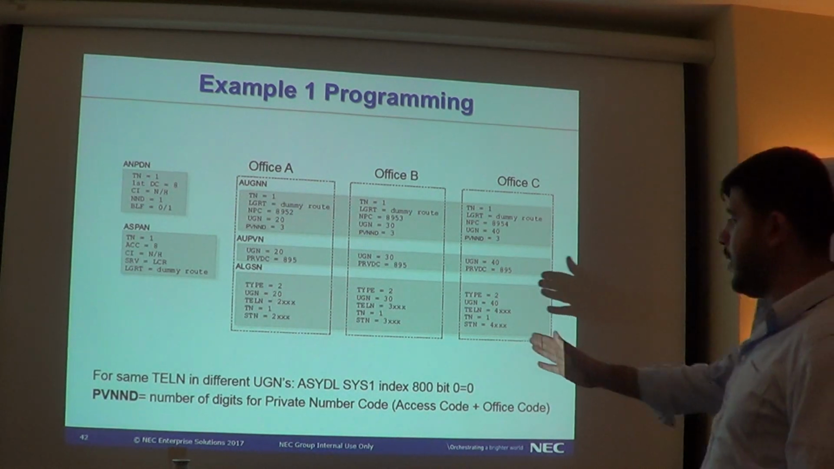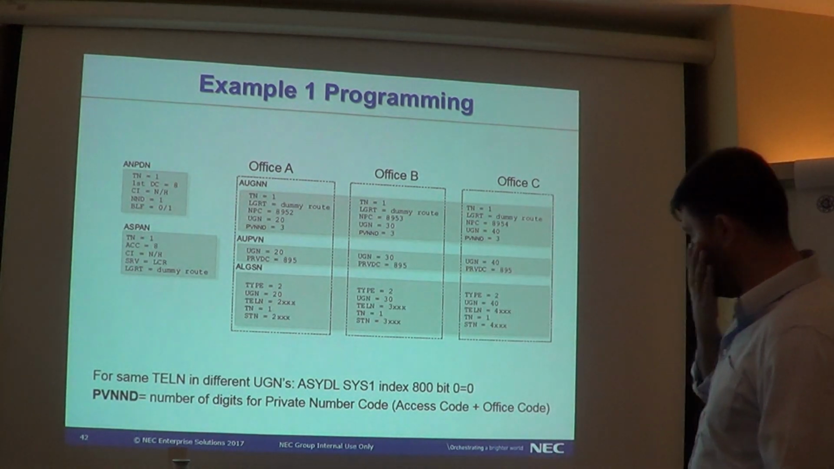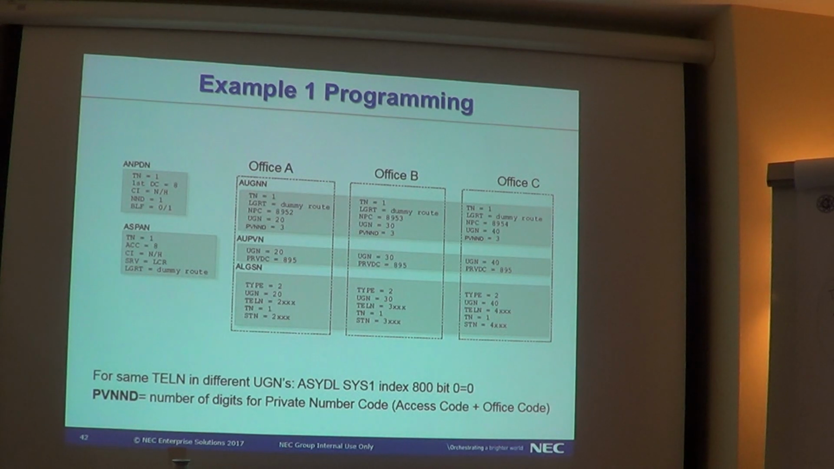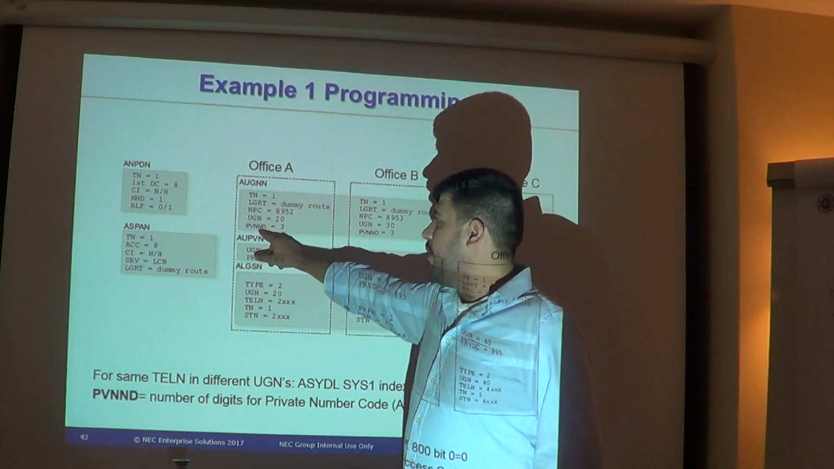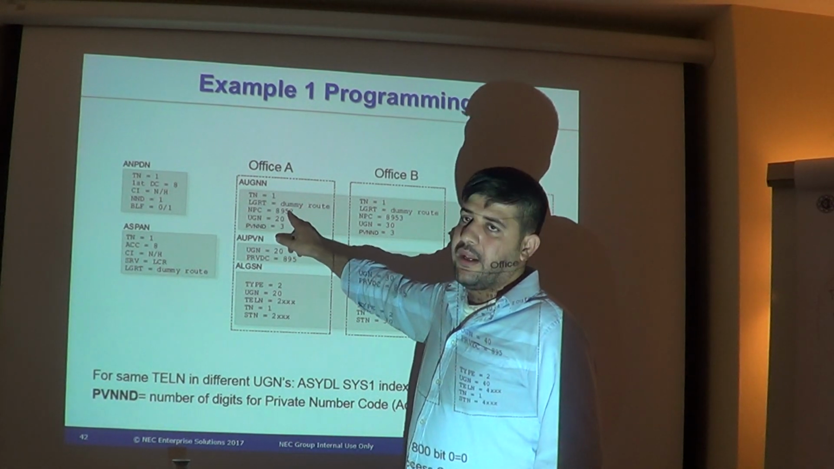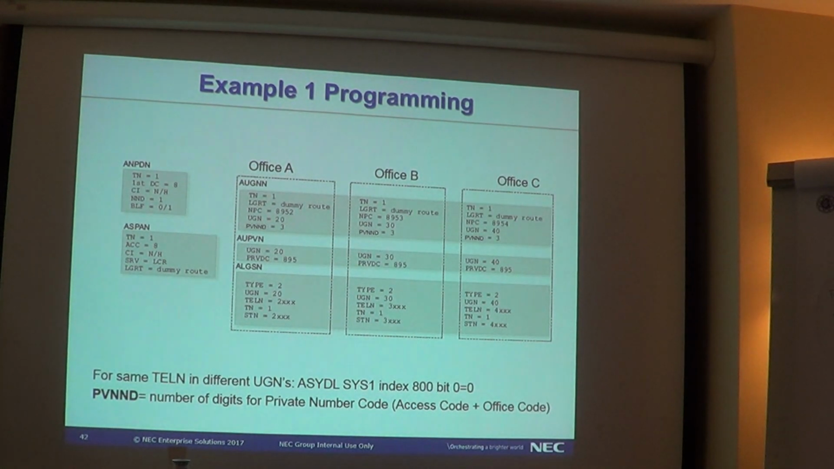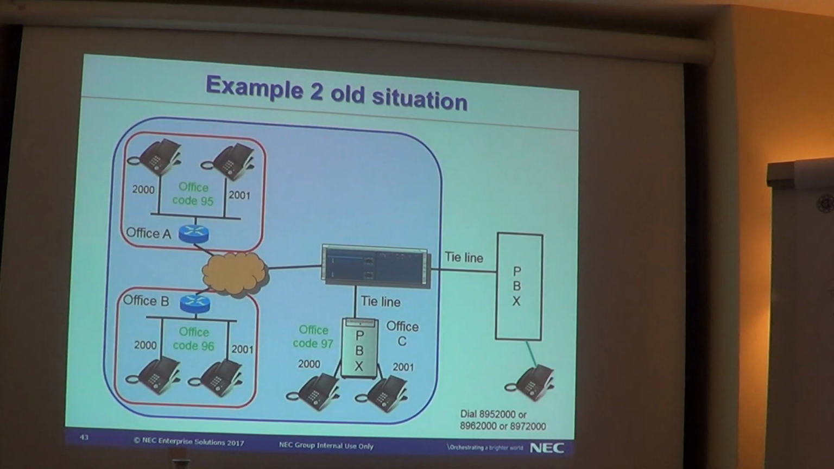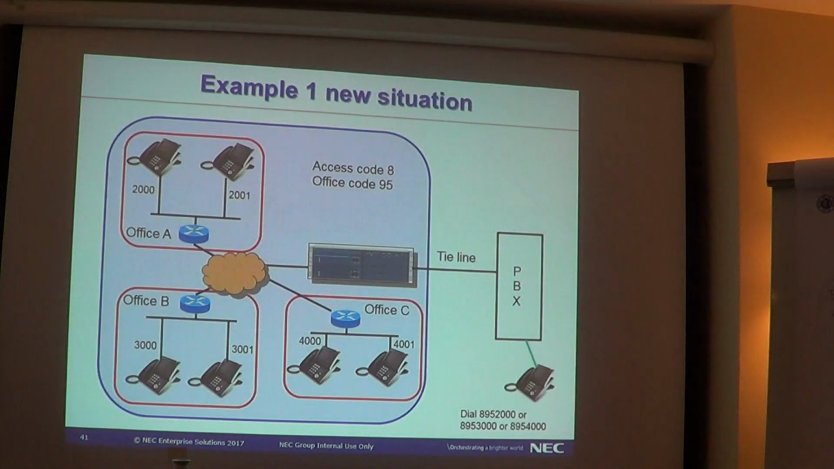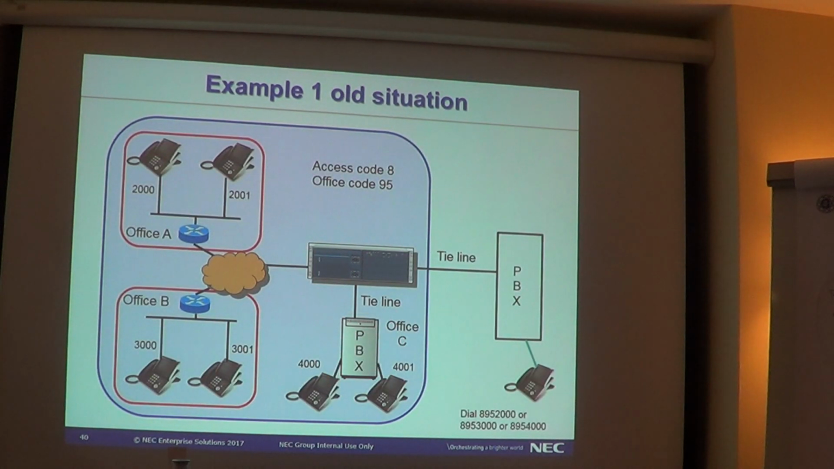We repeat the same example of 3 offices. Private number MND means how many digits I want to dial as access code and the area code. I will make it much simpler. Here is the old scenario. How many access codes do I use in the system for station numbers? I use 2, I use 3, and I use 4, right?